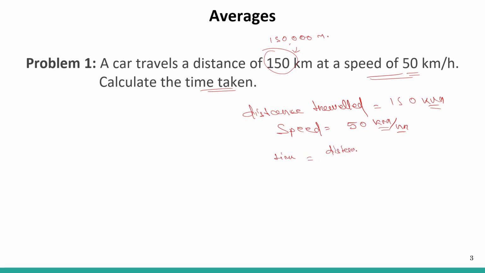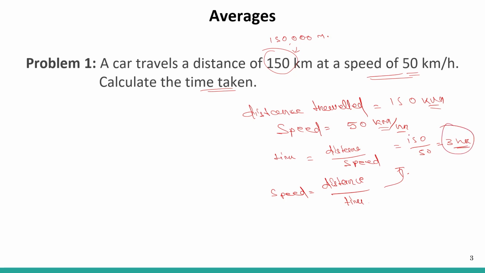So time is equal to what? Distance by speed. You ask how? Because speed is equal to distance divided by time. This implies that time is equal to distance by speed. So 150 by 50 is equal to 3 hours. So it will take 3 hours for the car to travel a distance of 150 kilometer at a speed of 50 kilometer per hour.